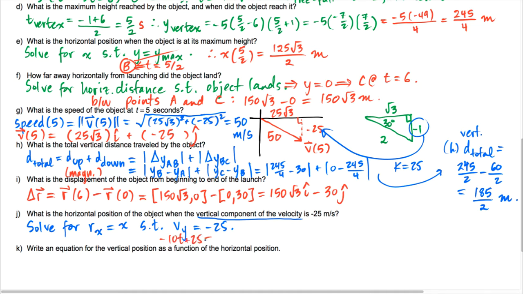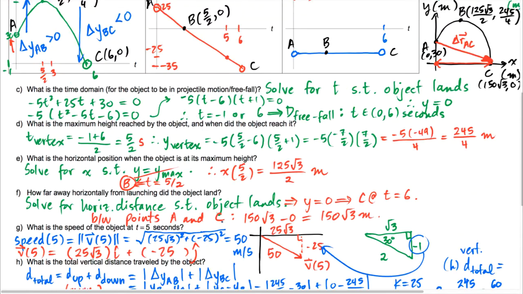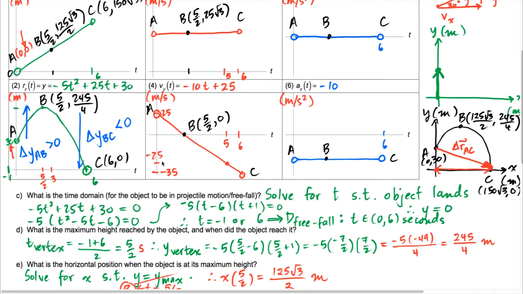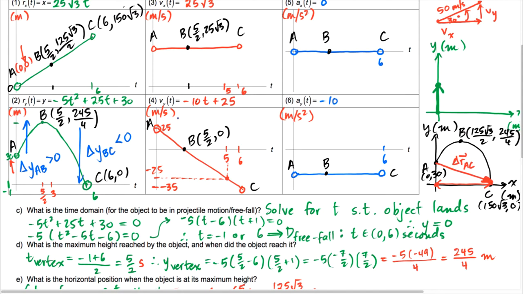Negative 10t plus 25 equals negative 25, which implies, if we solve this quickly, negative 10t equals negative 50, and t equals 5. Now it's a good thing that t equals 5 instead of negative 5, because it wouldn't make sense for the time values to be outside of 0 to 6, especially when Vy does equal negative 25. If we look here, the Vy value of negative 25 corresponds with the time value of 5, and that's the 5 value that we're asked to plug into our Rx component equation.